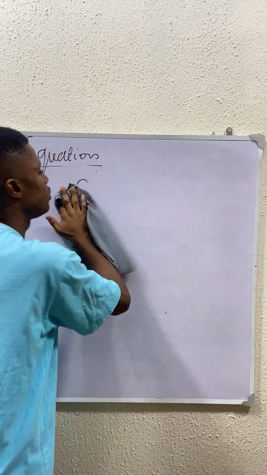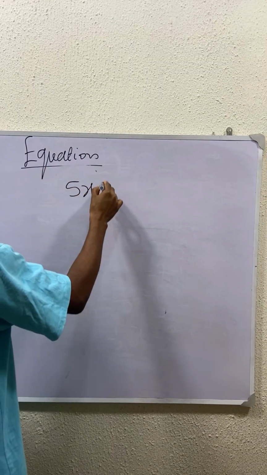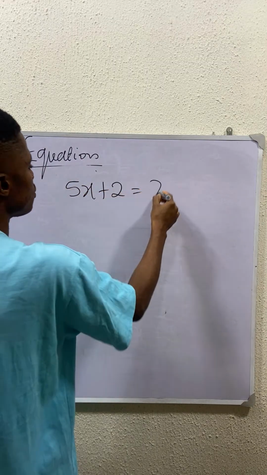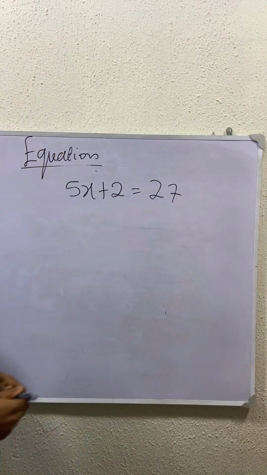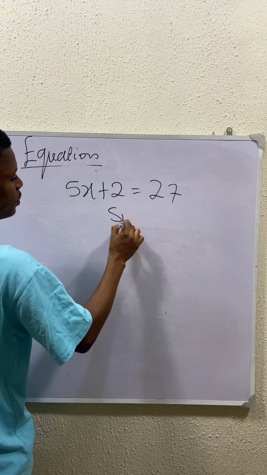The next one we'll look at is 5x + 2 = 27. Can you solve this? If you think you can, do that and drop your answer in the comments. So what do we have? We have the solution.